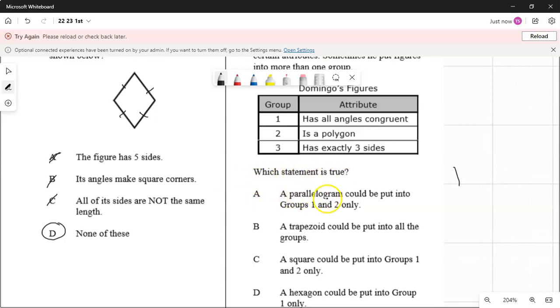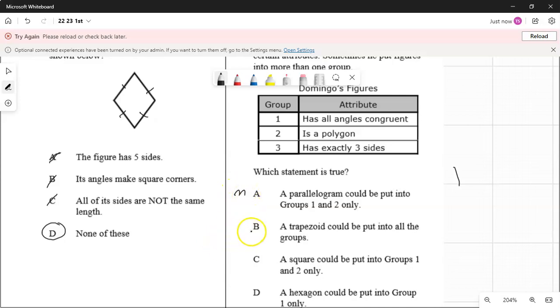A, a parallelogram could be put into group 1. A parallelogram has all angles congruent. Sometimes it could. It could be if the parallelogram happens to be a rectangle or square, so maybe. And you could put a parallelogram into group 2 only, 1 and 2 only. And a parallelogram is a polygon, so I'm going to put a maybe beside that. That's probably not the best way to do it.